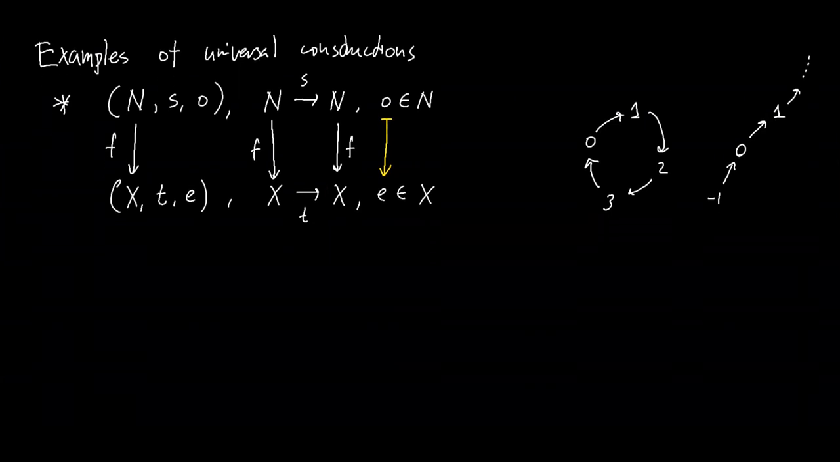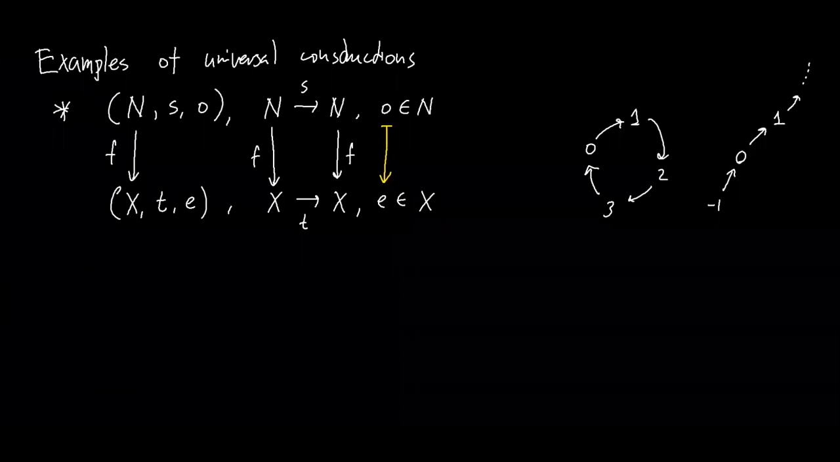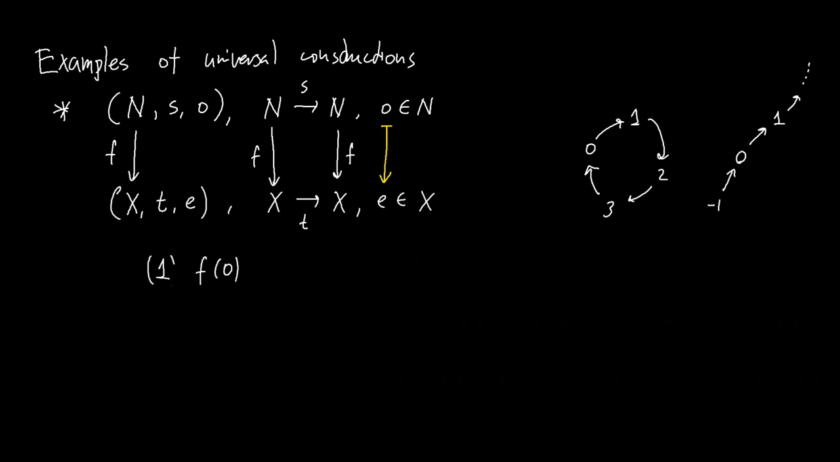Now, to make it completely obvious why the natural number system should be the initial object in this category, let's write down what it means for the natural number system to be initial. It means that there exists a unique F satisfying these conditions, right? Let's write these conditions out in a more traditional way. Instead of diagrams, let's write them out algebraically. The first condition says that F of 0 must equal E. The second condition says that T of F of N must equal F of the successor of N.